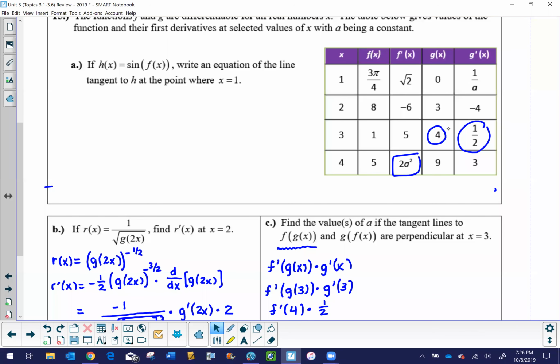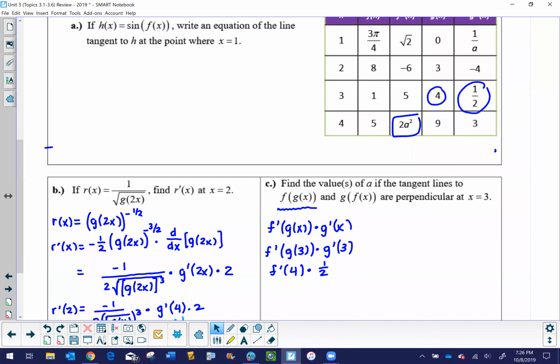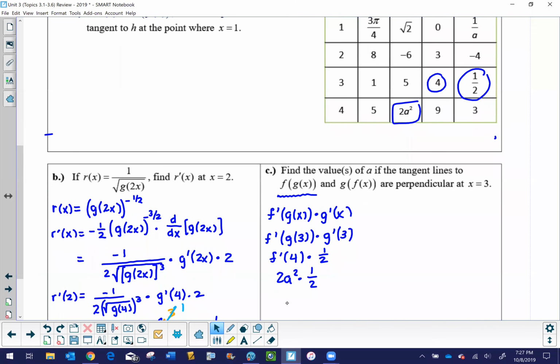Oh, that's just wonderful. We have something with an a. 2a squared times 1/2, which is a squared, right? All right, not quite sure what to do with that, but we'll figure it out later. So now let's go to the other function, the g of f.